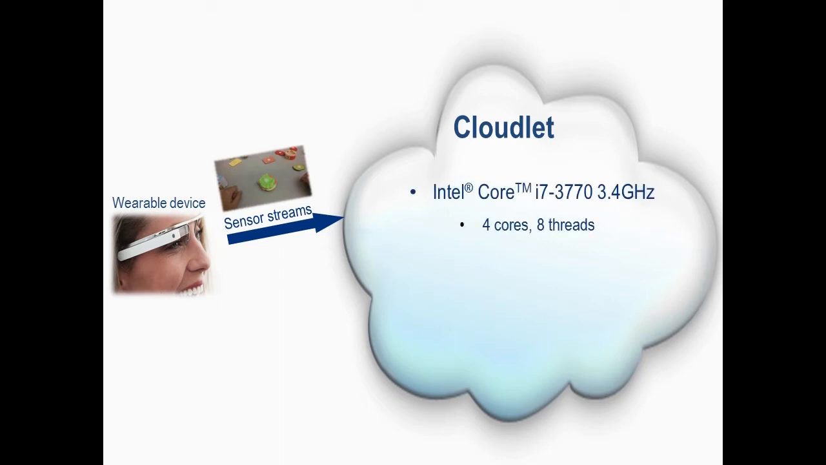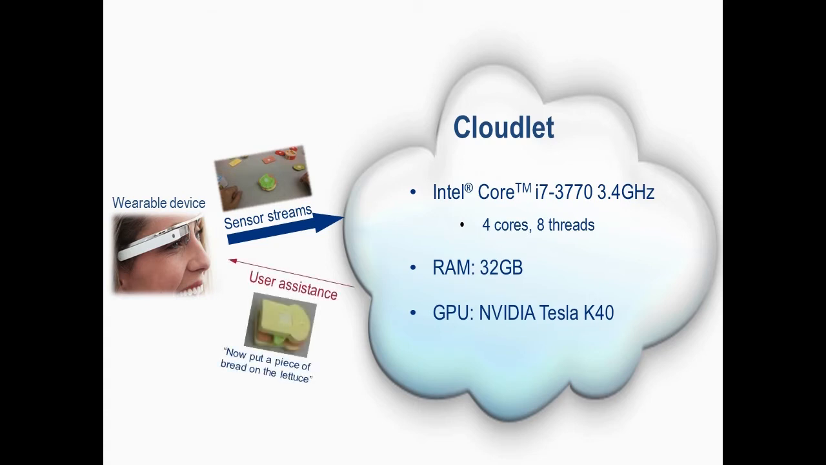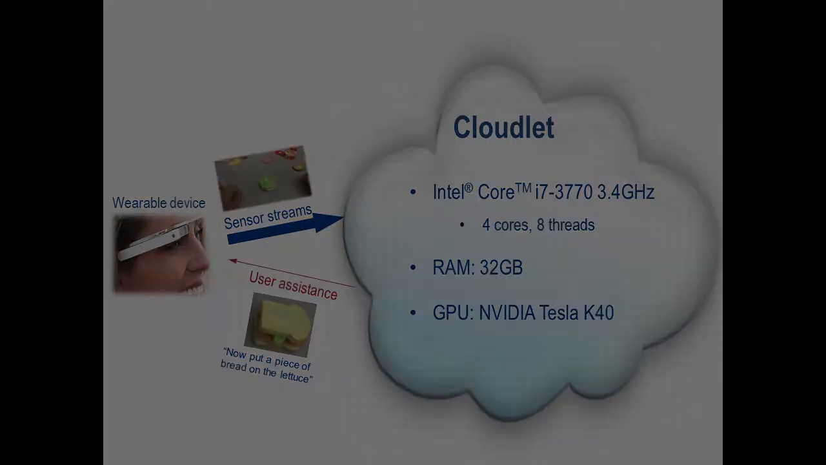In the cloudlet that we used in the demo, there are four Intel i7 cores with hyper-thread support. It has 32 GB of RAM, and it uses an NVIDIA Tesla GPU for neural network processing. With all this powerful hardware, we are able to finish processing every frame in about 1 second. The visual and verbal guidance are then transmitted back to the glass and shown to the user.